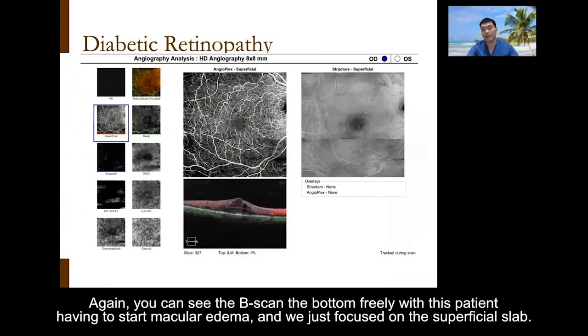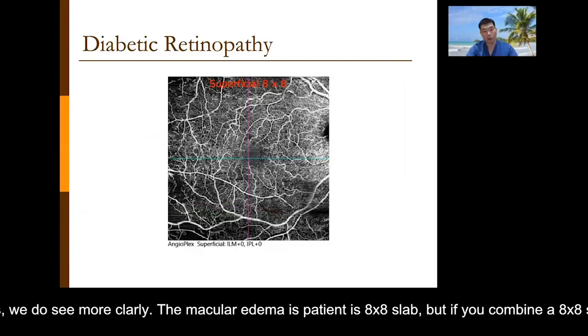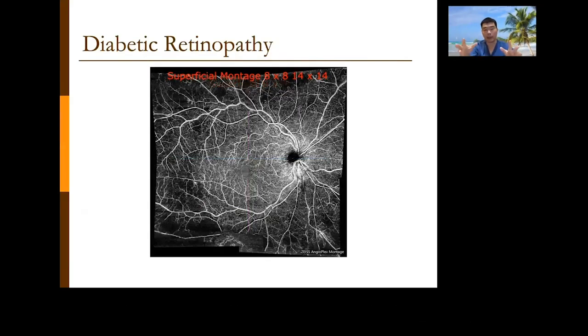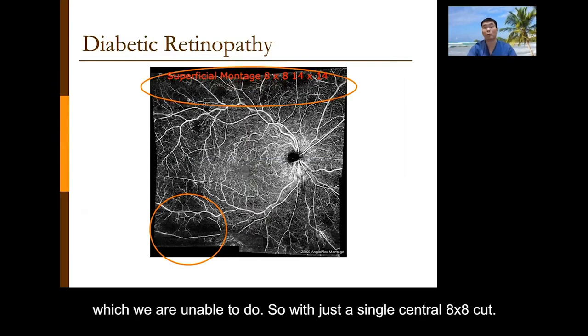Again, you can see the B scan at the bottom inferiorly where this patient has cystoid macular edema, and we just focus on the superficial slab. Yes, we do see more clearly the macular edema in this 8x8 slab, but if we combine the 8x8 slabs and give a superficial montage, we actually can see the peripheral ischemia, which we are unable to do with just a single central 8x8 cut.